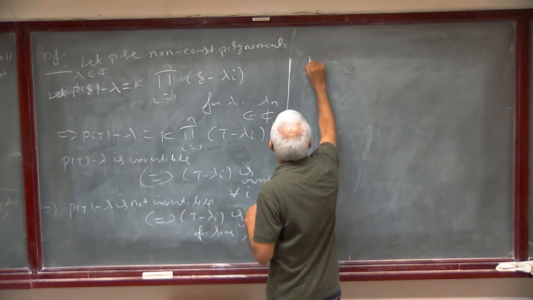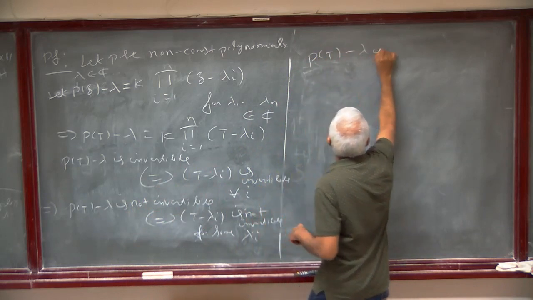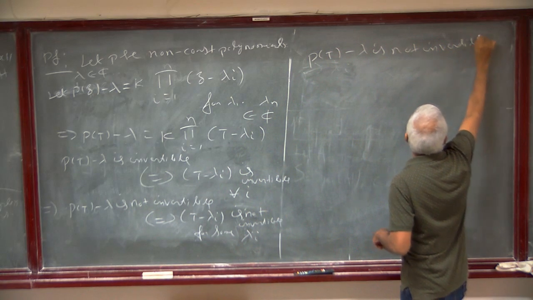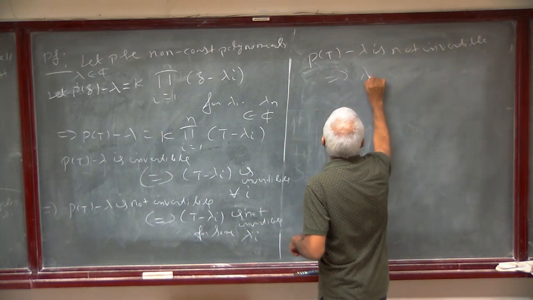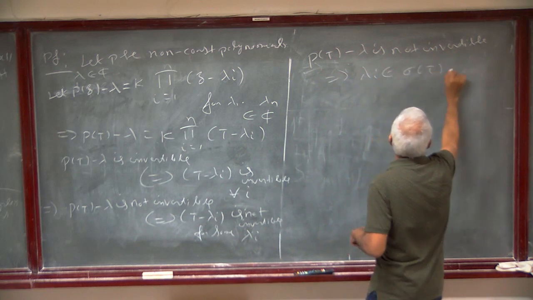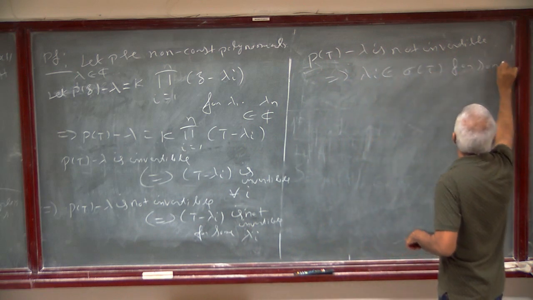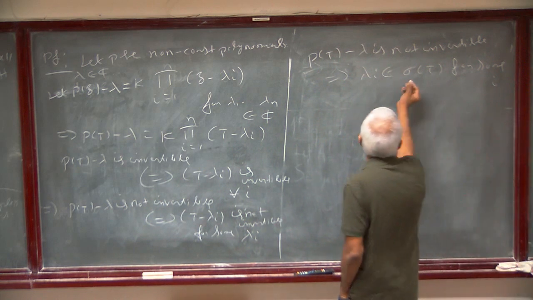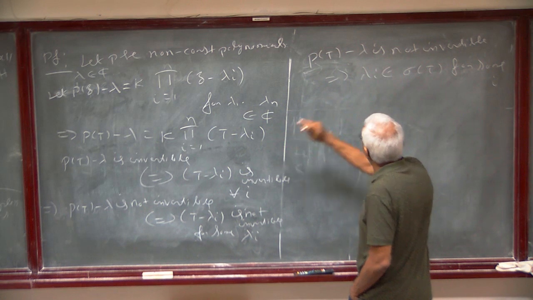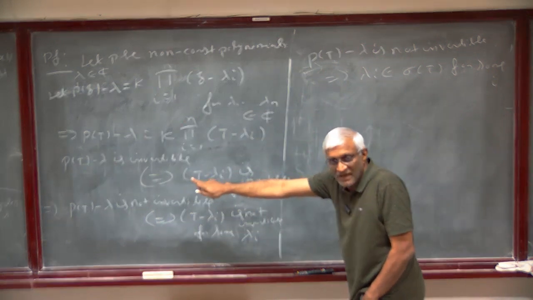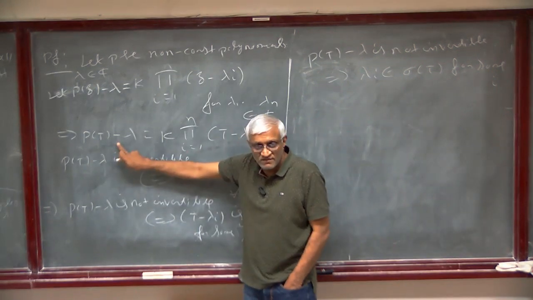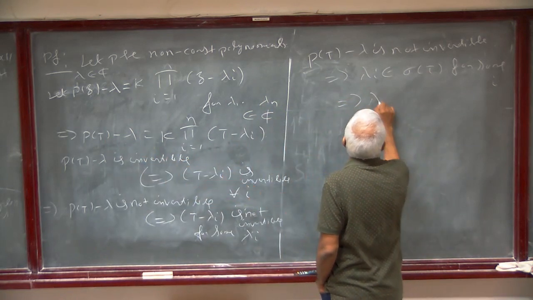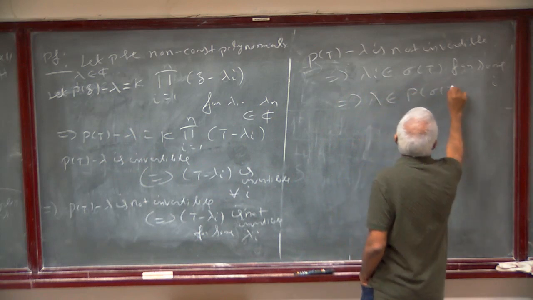So now let us start from here. P(T) minus lambda is not invertible. This implies lambda_i is in sigma(T) for some i. And this is simply, lambda_i is in sigma(T) means we know that P(lambda_i) is lambda, because lambda is the root of this equation. So P(lambda_i) is lambda. Okay. So this implies lambda is in P(sigma(T)).